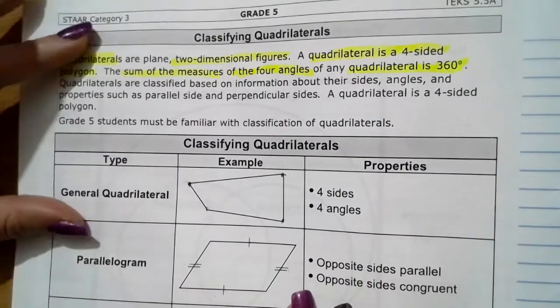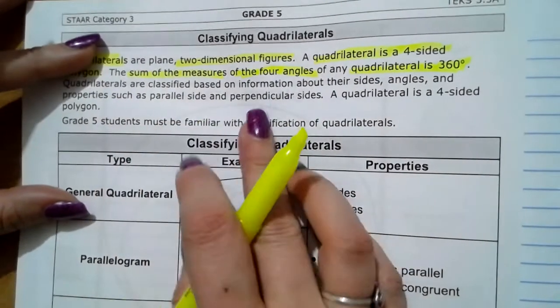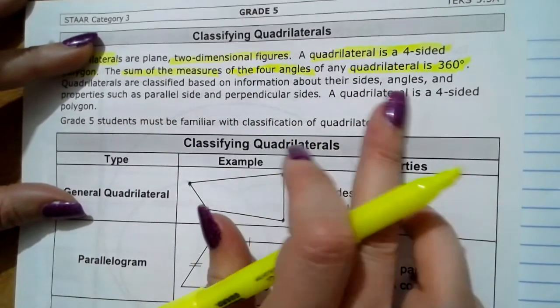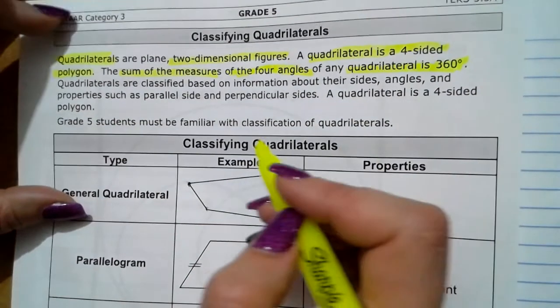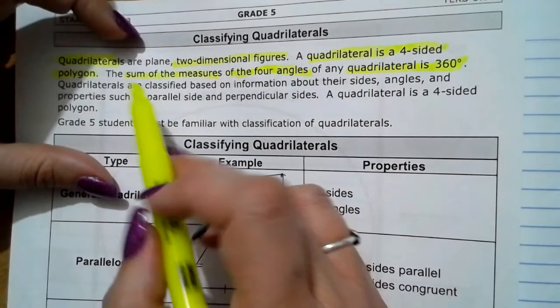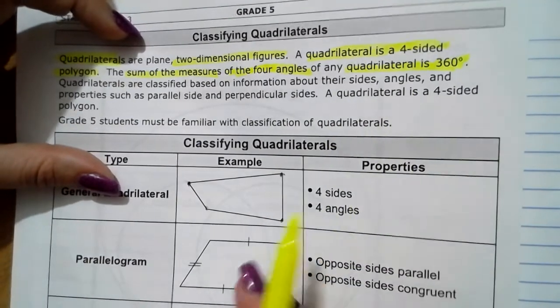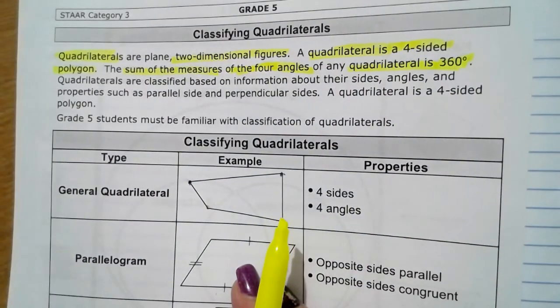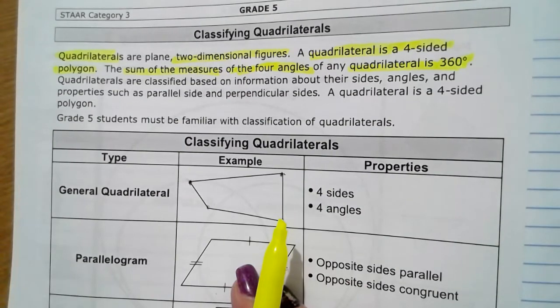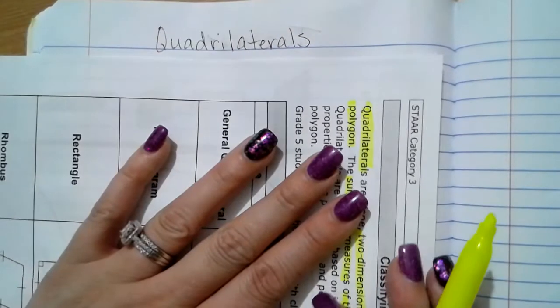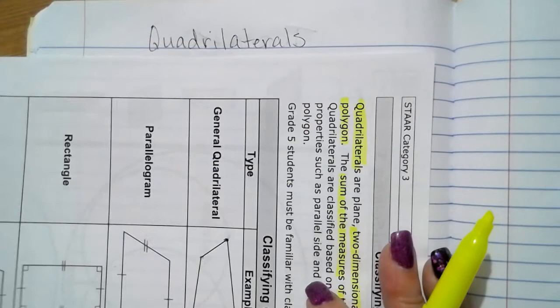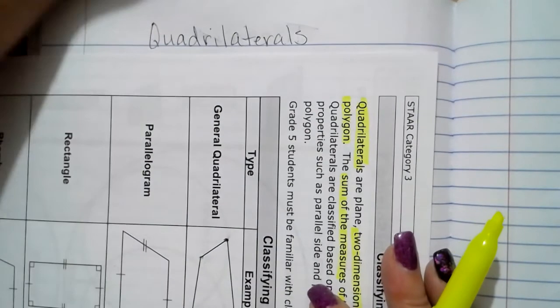And then quadrilaterals are classified based on information about their sides, angles, and properties. So, such as parallel sides, perpendicular sides. A quadrilateral is a 4-sided polygon. Okay? So you are going to turn that where it fits in your math log and glue that in, and then fold that up for me.